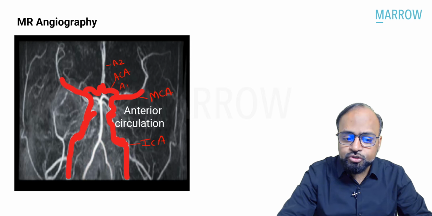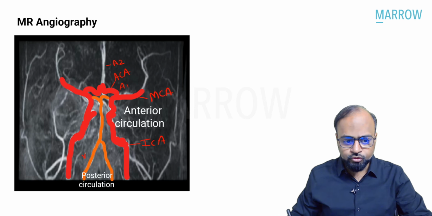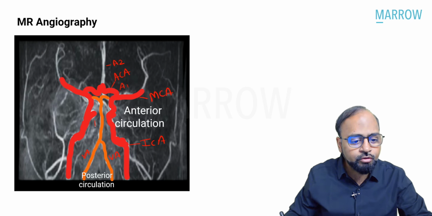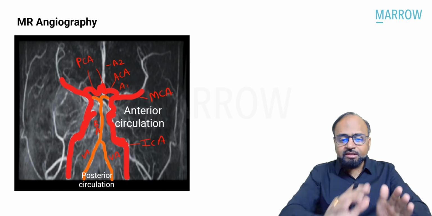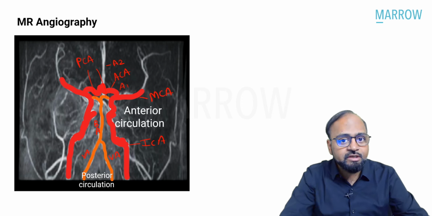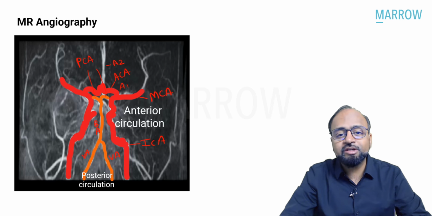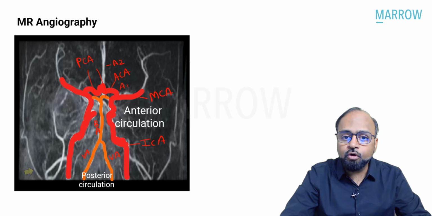Then you also have the posterior circulation. Can you see that? What are those arteries? These are the vertebral arteries on either side. They arise from the subclavian arteries. The two vertebral arteries fuse together to form the basilar artery, and the basilar artery divides into the posterior cerebral arteries. These are the vessels that have been asked previously in various exams using an image of MR angiography. But this time the twist in the tail was that they put an arrow over here and asked you what vessel this is.